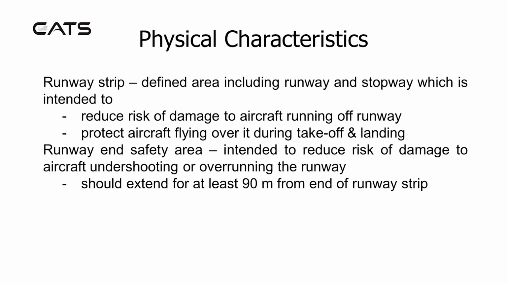Physical characteristics. A runway strip is defined as an area including runway and stopway intended to reduce the risk of damage to the aircraft running off a runway. Also to protect aircraft flying over it during takeoff and landing. A runway end safety area is intended to reduce the risk of damage to an aircraft undershooting or overrunning the runway. It should extend for at least 90 meters from the end of the runway strip.